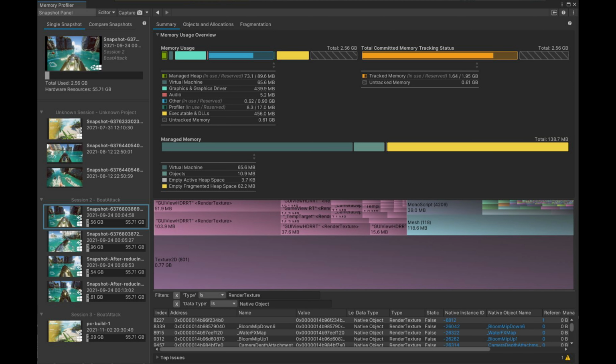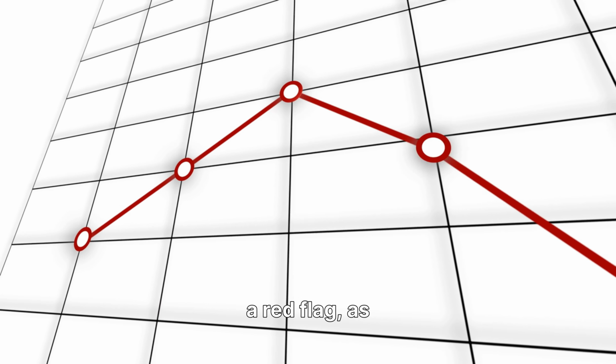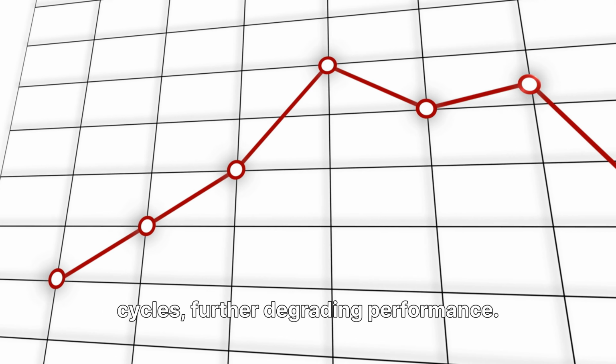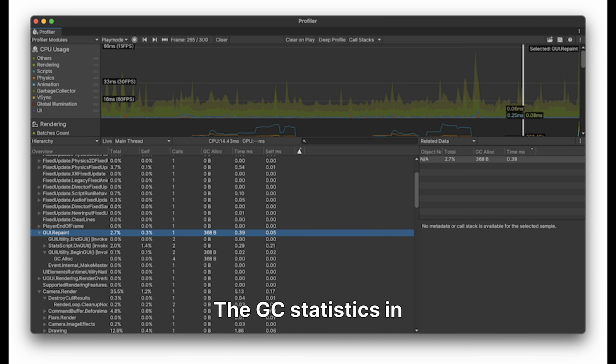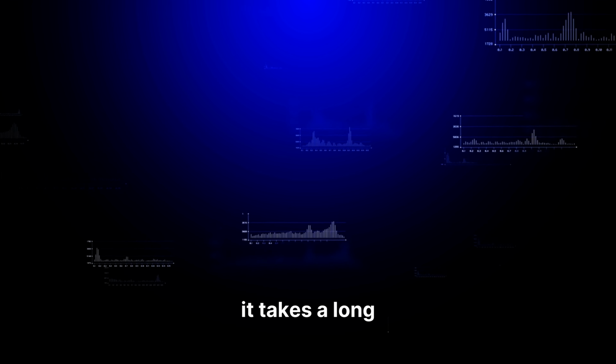Now, let's look at memory allocation. You'll see the amount of memory being allocated per frame increasing rapidly. High allocation rates are a red flag, as they often lead to more frequent garbage collection cycles, further degrading performance. The GC statistics in the profiler will show how often the garbage collector runs and the time it takes to complete its task. Each GC event represents a potential stutter in your game, especially if it takes a long time to collect memory.